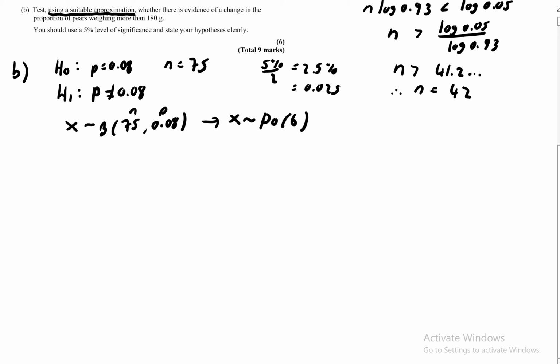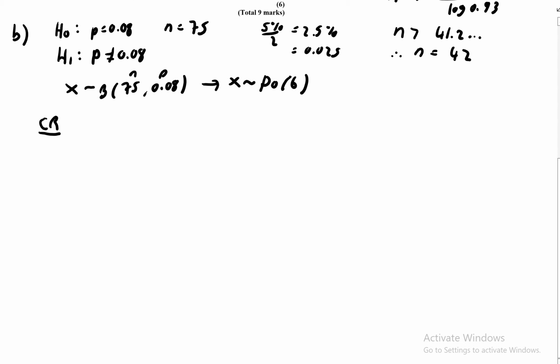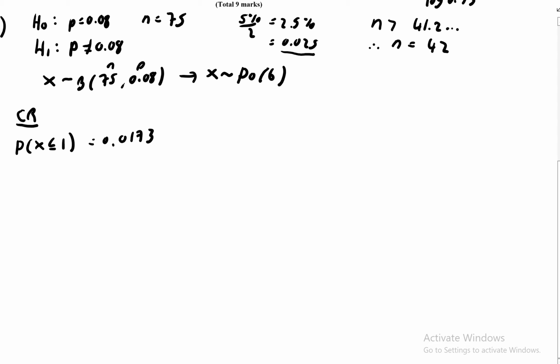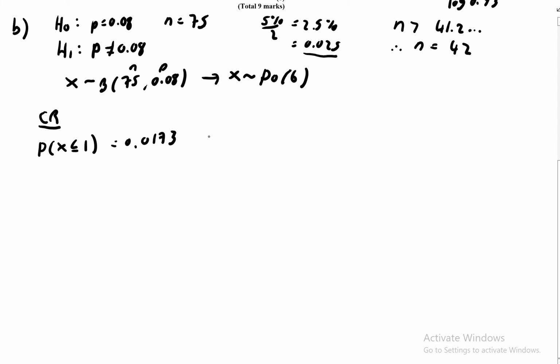So there are two methods that you can use. You can either use the critical region method or the p-value method. So the critical region method, you can use your calculator or the tables. So we're using lambda of 6. Find something that is below 0.025. That will be x equals 1. So probability x is less than or equal to 1 is 0.0173. So your first critical region is x is less than or equal to 1.